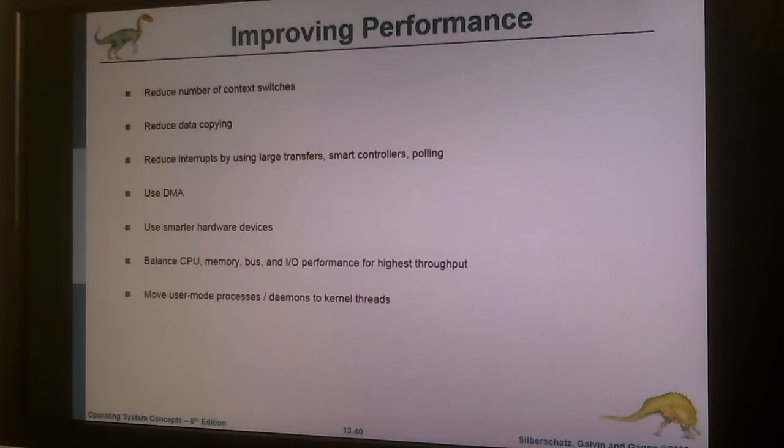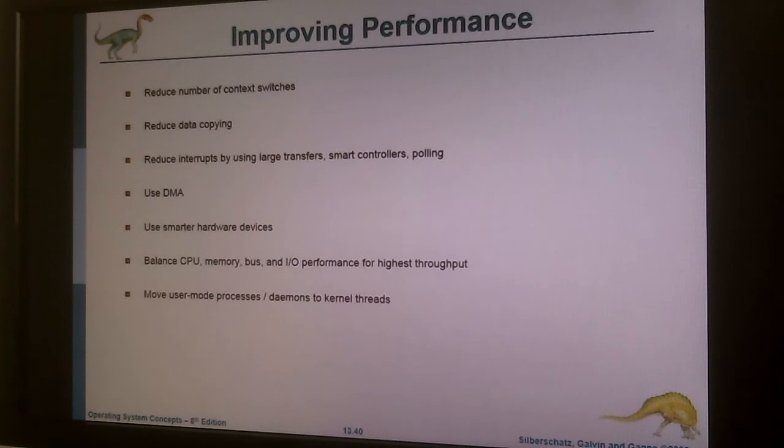What can you do to improve your I/O device management performance? You should reduce the number of context switches. You remember what it was? Context switch? Come on, you can do it. It sounds familiar. Okay, it's a part of CPU scheduling.